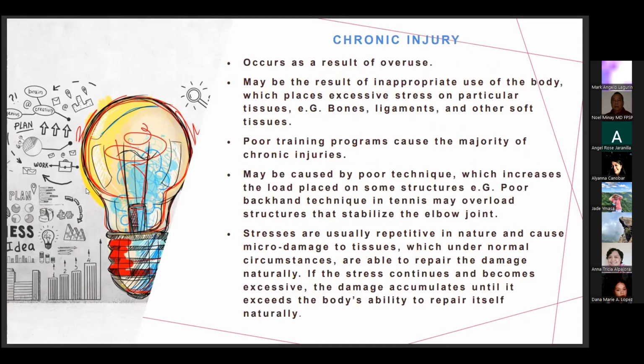Next is chronic injury. Occurs as a result of overuse, may be the result of inappropriate use of the body which places excessive stress on a particular tissues, bones, ligaments, and other soft tissues. Poor training program cause the majority of chronic injuries. May be caused by poor technique which increases the load placed on some structures. Poor backhand technique in tennis may overload structures that stabilize the elbow joint.